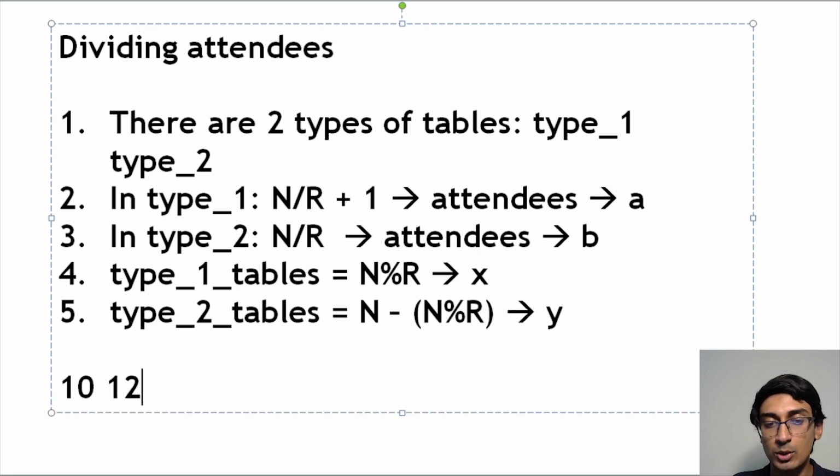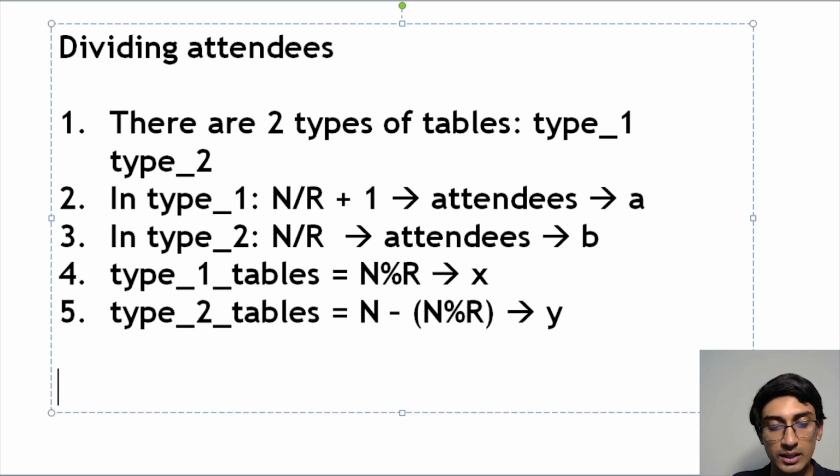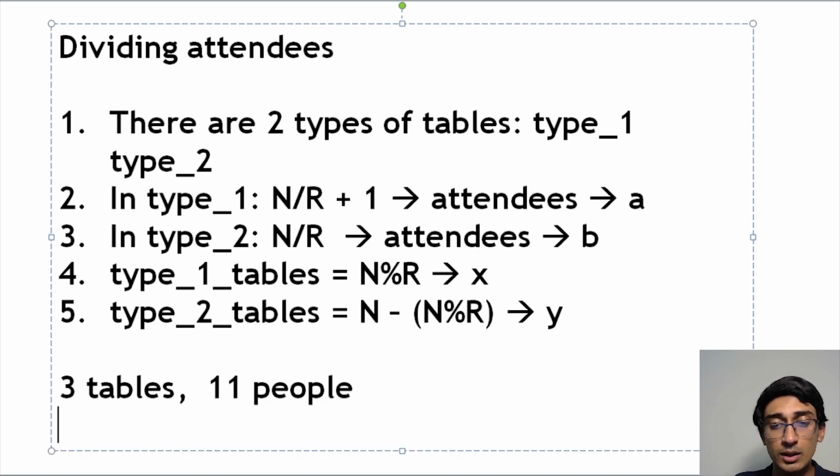Now again, let's go back to our example. Let's take a smaller number: there are 3 tables and 11 people, right? Which means how many type 1 tables will we have? Type 1, we are going to have 11 modulo 3, which is 2. We'll have 2 type 1 tables, and then 11 minus 2. Right? Is that what we are saying?